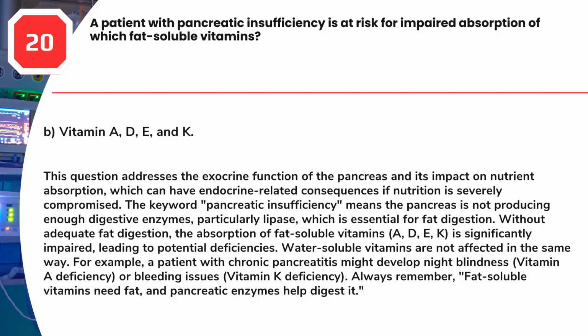Answer B. Vitamin A, D, E, and K. This question addresses the exocrine function of the pancreas and its impact on nutrient absorption, which can have endocrine-related consequences if nutrition is severely compromised. The keyword pancreatic insufficiency means the pancreas is not producing enough digestive enzymes, particularly lipase, which is essential for fat digestion. Without adequate fat digestion, the absorption of fat-soluble vitamins, A, D, E, K, is significantly impaired, leading to potential deficiencies. Water-soluble vitamins are not affected in the same way.